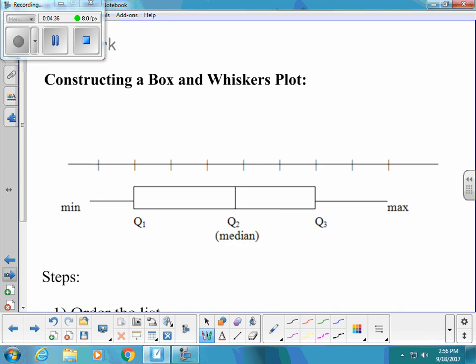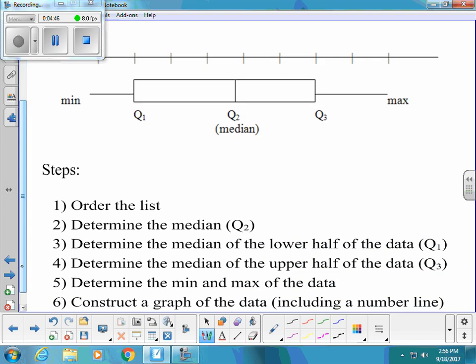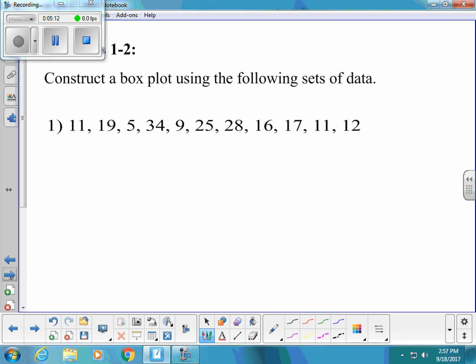Okay, so here's what a box and whiskers plot or a box plot looks like. First thing you're going to want to do is put your list in order. Then you're going to find your median, just like you always do. Third, you're going to determine the median of the lower half of the numbers, which is called your Q1, or quartile 1. Then you're going to determine your median of your upper half of your data, and that's your Q3. Then your min and your max of your data. And then you're going to construct a graph with a number line. Okay, so to go through how to do that.